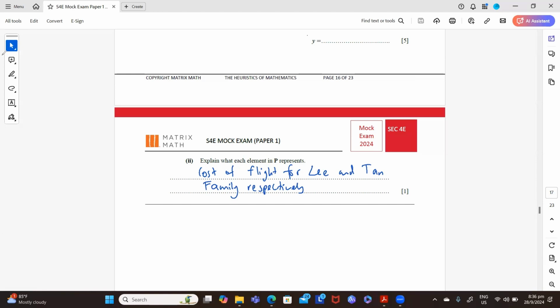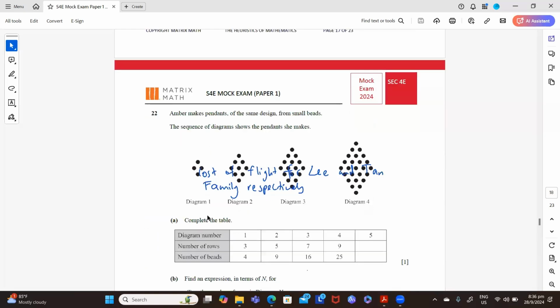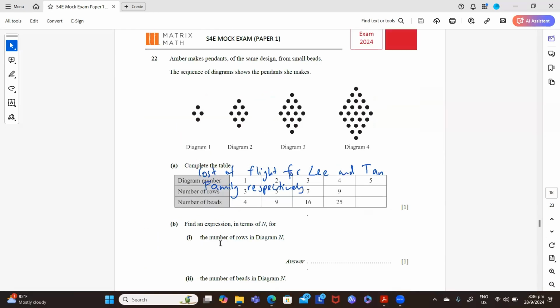Okay, the next one is a pattern question. Okay, so by now you should be familiarized with two things, okay? One is the formula: the first number plus n minus 1 times the difference. Okay, then the next thing you must take note, right? Whenever you see numbers like 4, 9, 16, 25, they are all square numbers. Okay, so now look at the number of rows. It's just 3, 5, 7, 9. The next one should be 11. This is 4, 9, 16, 25. 2 times 2, 3 times 3, 4 times 4, 5 times 5. So this has to be 6 times 6, which is 36.